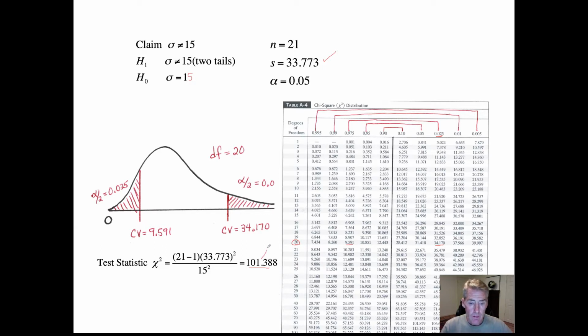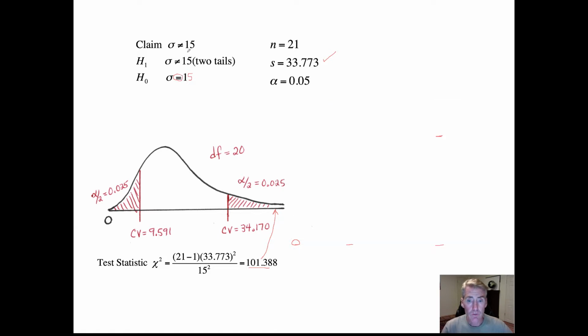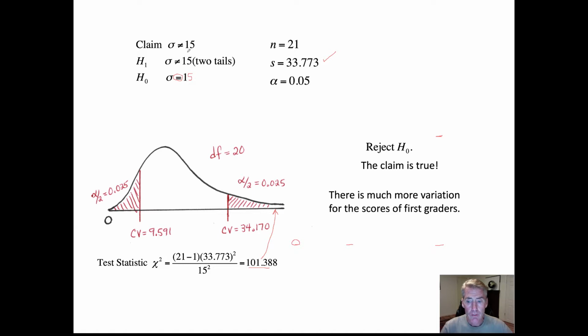And that would land way over to the right. So that means that we did actually prove something. So reject H sub 0. It's not equal to 15. The claim said it's not equal to 15. So first you say reject H sub 0, and it turns out the claim is true. In fact, the variation for the first graders is much higher than 15.